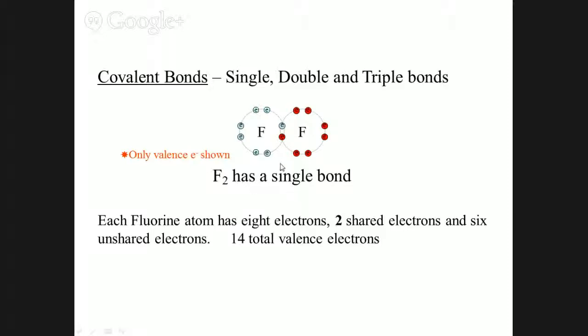It has a single bond. We had 1 fluorine, valence number 7, and another, also with its 7 valence electrons. They are sharing a pair there in the middle. So each fluorine thinks it has 8. 2 shared, 6 unshared. A total of 14 valence electrons needed to complete this molecule.